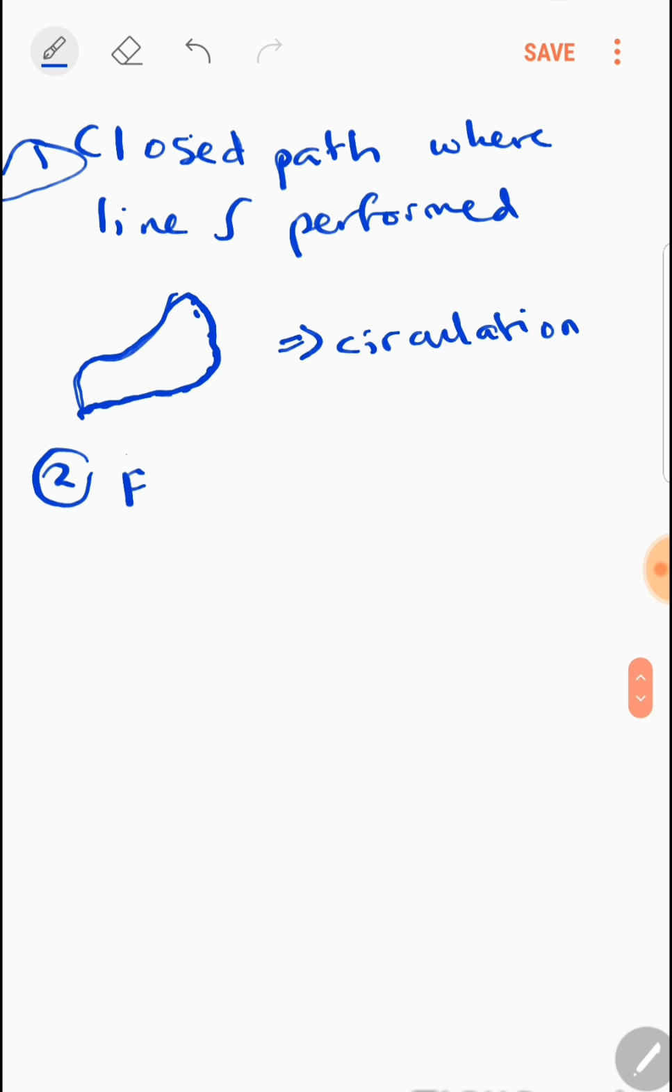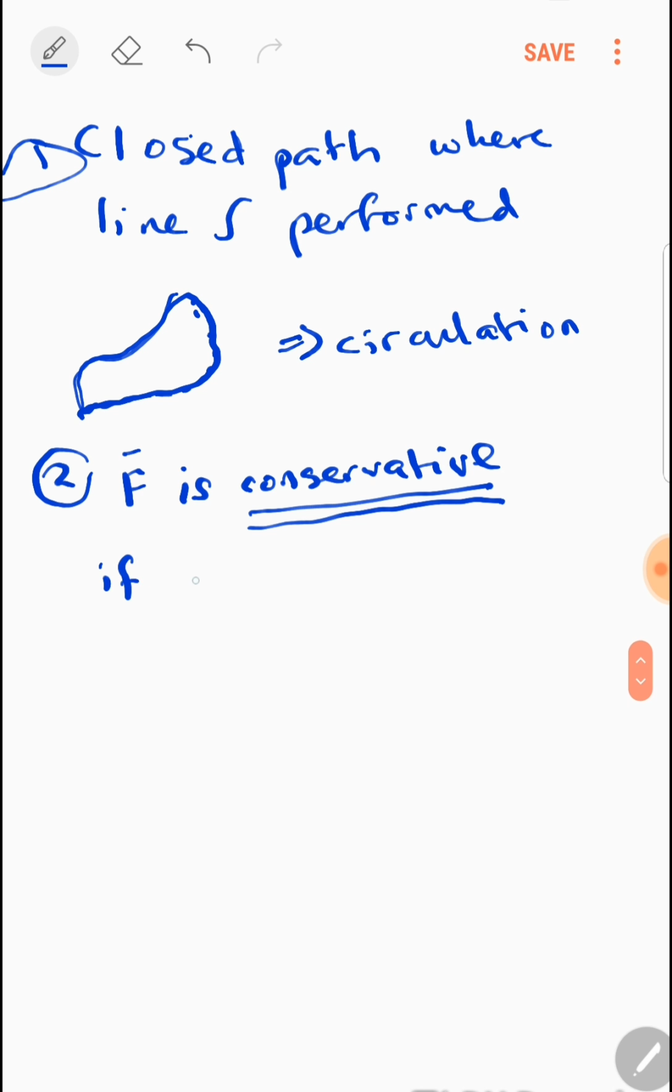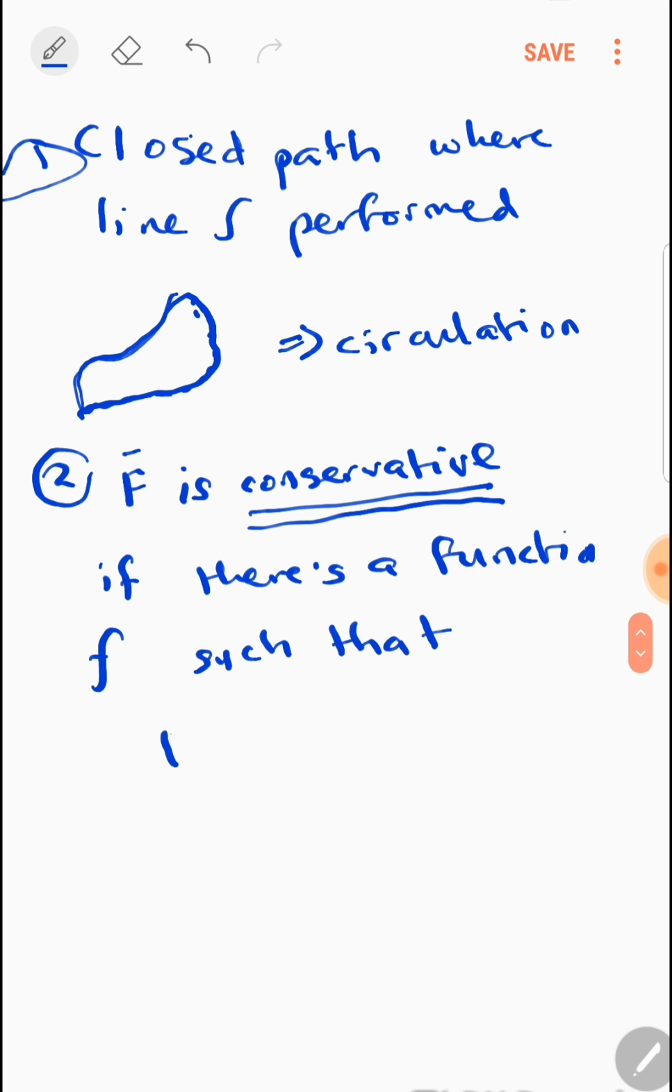Also, one thing that is very important, we say that our f function is conservative if there is a function f such that my f bar is equal to my nabla of f. All right, so f here is also what we call the potential function.